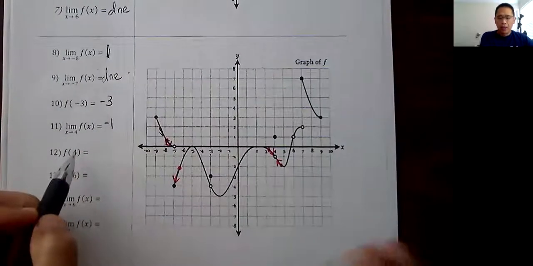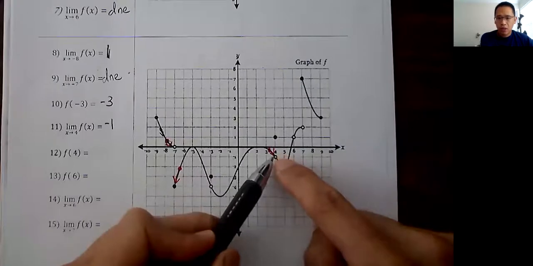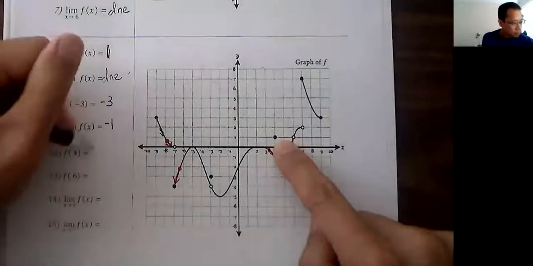Now, f of 4 is something entirely different, because f of 4 is not talking about the hole. It's going to talk about where that point is located. So f of 4 is 1.